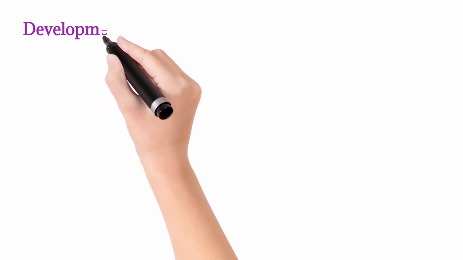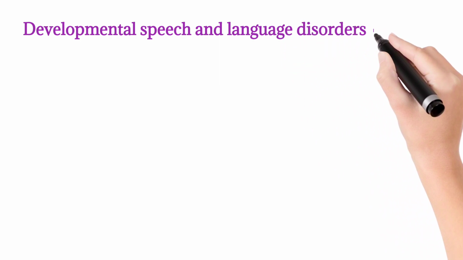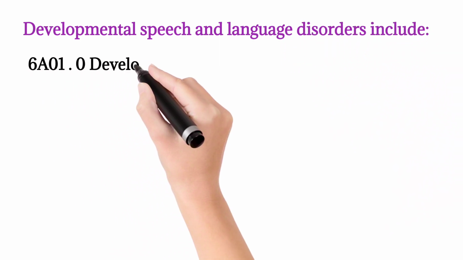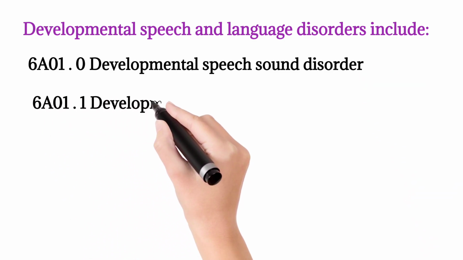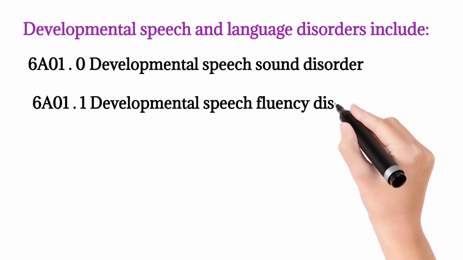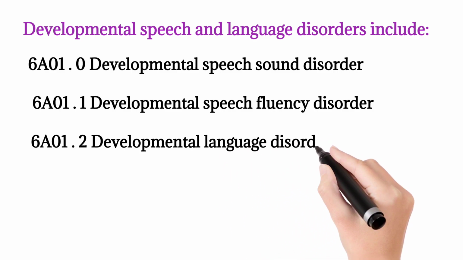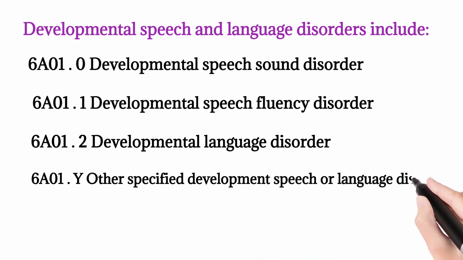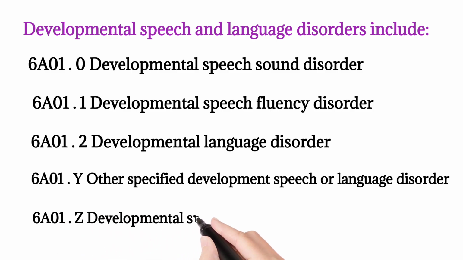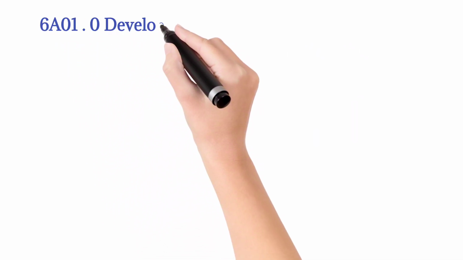Developmental speech and language disorder includes the following. First is 6A01.0 developmental speech sound disorder, 6A01.1 developmental speech fluency disorder, 6A01.2 developmental language disorder, 6A01.5 other specified developmental speech or language disorder, 6A01.Z developmental speech or language disorder unspecified. So first we will see what is developmental speech sound disorder.